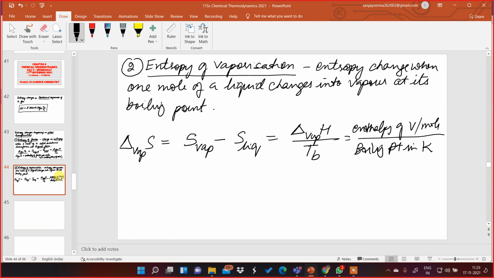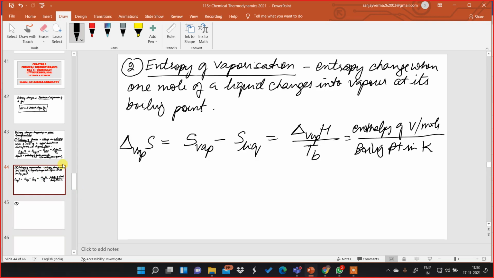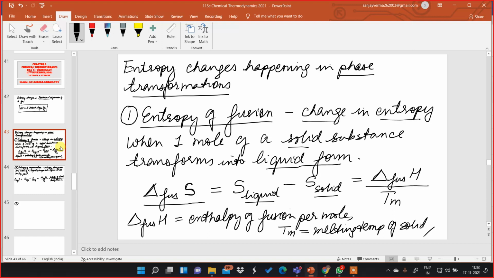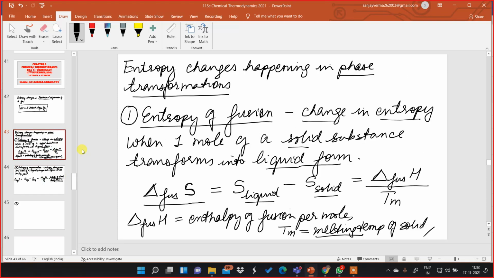Sir, so the entropy of fusion also takes place at melting point? Yes, correct, it's melting point only. The other one is boiling point. This one is melting point, but I'm calling it melting temperature. Melting temperature and melting point are the same thing.